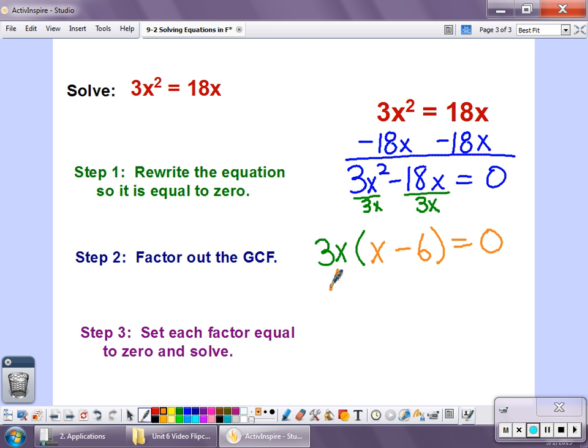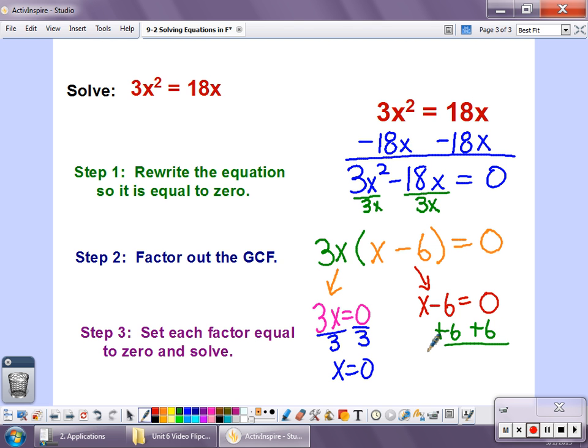So I know either this factor right here equals 0, or I know that this factor has to equal 0. So I set each factor equal to 0, and then I'm just going to solve. Divide each side here by 3, and I see that x could be 0. On the right-hand side here, I'm going to add 6 to both sides, and I see that x could be 6. So I know for this problem that x is either going to be 0 or 6.